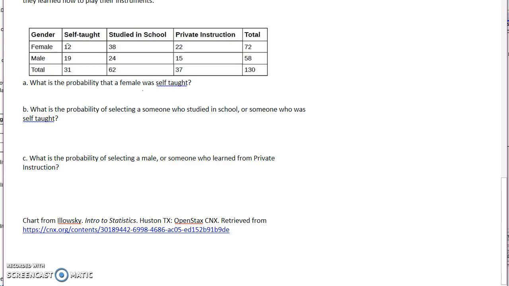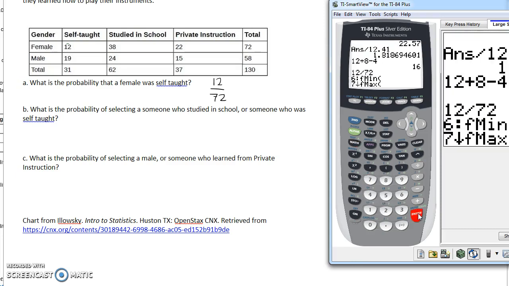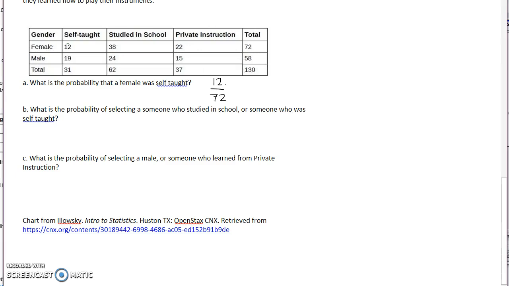This is kind of tricky, but since it says we just want the females who are self-taught, how many females were self-taught? There were 12 of those, right? And then we're going to divide that just by the total number of females, which is 72. So an easy way to take care of this is this does simplify. We can use our calculator by just doing 12 divided by 72. And then if I hit math, enter, it reduces that fraction to 1/6 for me. It's just a quick way to go ahead and take care of simplifying fractions. So we said that was 1/6.